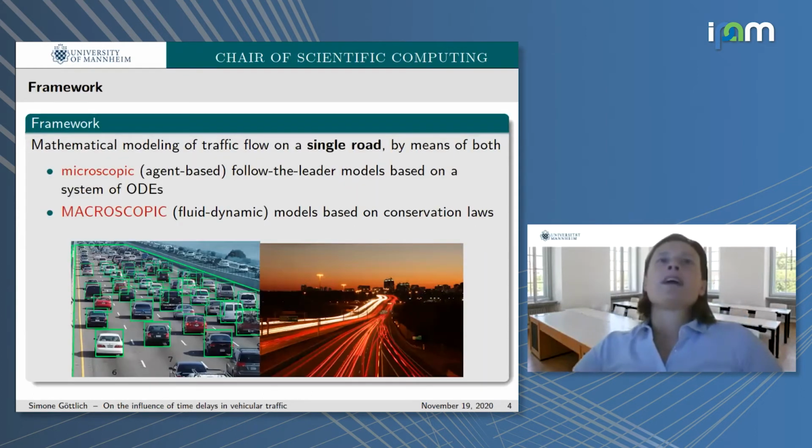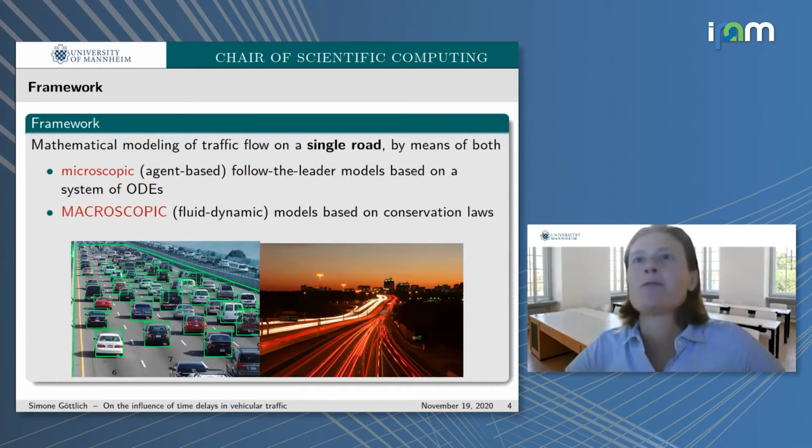So the framework we have in mind is modeling approaches on a single road. So we are not talking about networks so far. And on a single road, we can distinguish between microscopic and macroscopic modeling approaches. Microscopic means that agent-based follow-the-leader models rely on systems of ordinary differential equations, so the trajectories of each vehicle can be tracked. And the macroscopic approach leads to fluid dynamic models that are based on conservation laws.